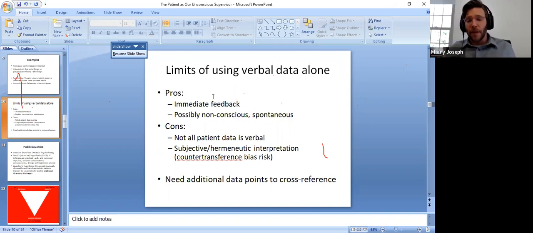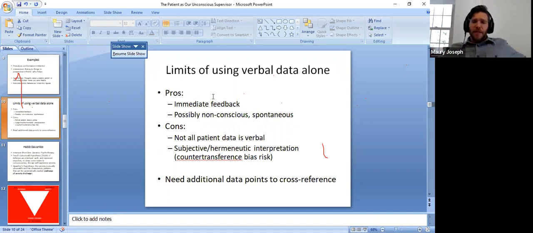Some cons would include that not all patient data is verbal. So we need other ways of listening for signals about response to intervention that include nonverbal channels, which is where we're going to go next.